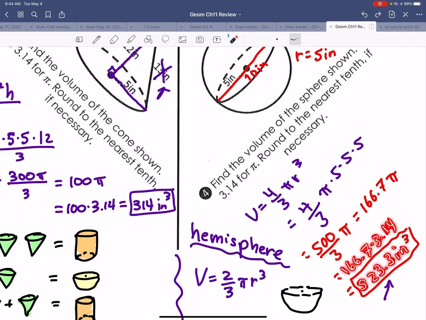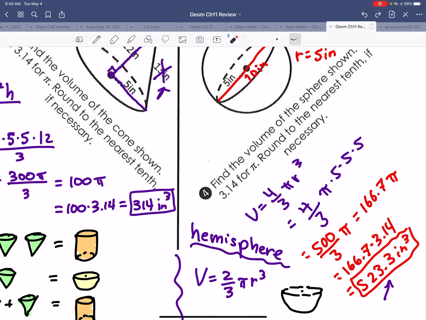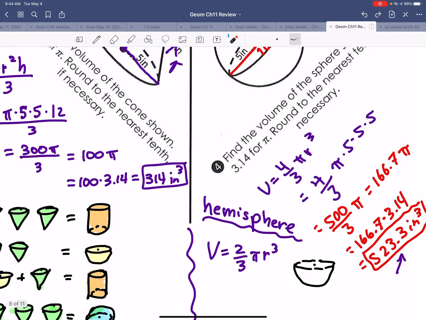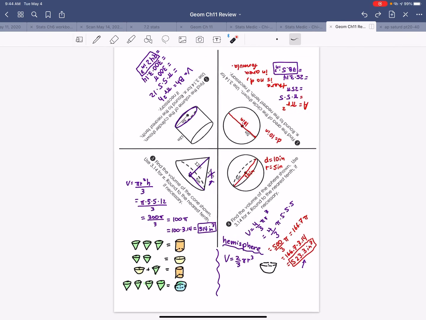523.3 inches cubed. Now we don't have an example in our foldable, but I do want to mention they could also ask for a hemisphere. So a hemisphere, instead of being 4/3 pi r cubed, is 2/3 pi r cubed. Okay, last little bit. So you could put this back on your table, or you could put it maybe on the back of your foldable somewhere.